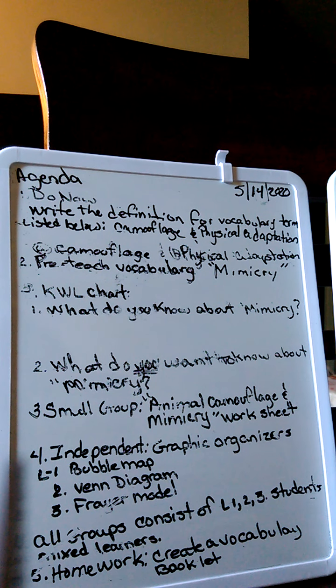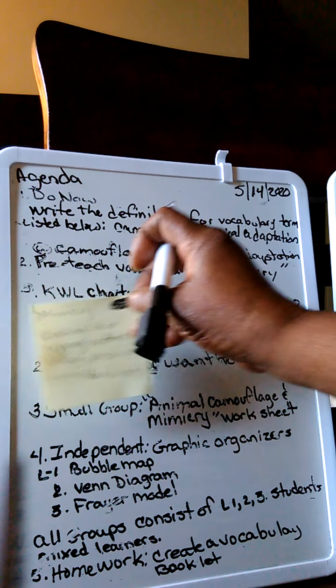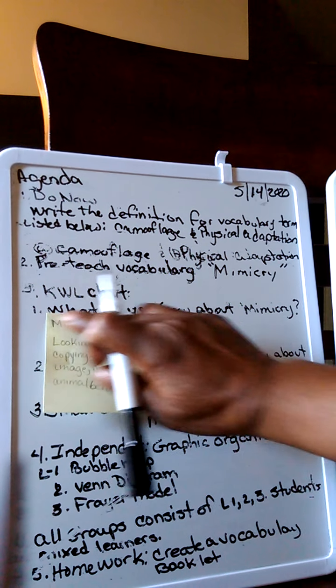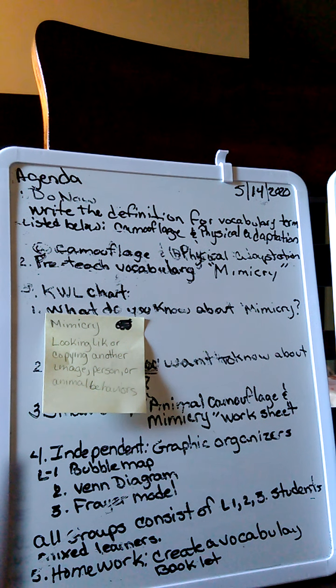Take a second to jot down your answer. Okay. James says mimicry is looking like or copying another image, person, or animal behavior. Okay, great job. That's good. So let's move right along to the second column. Make sure everyone has down this definition. Okay?